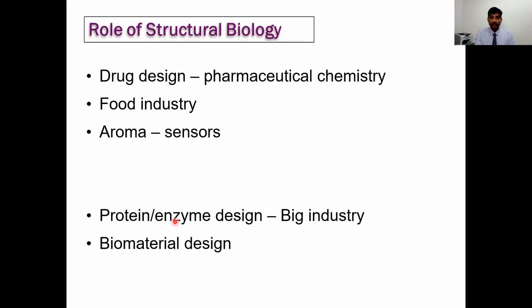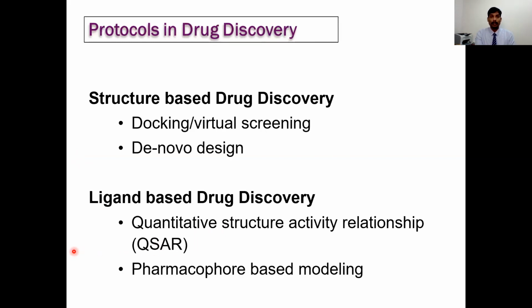Apart from that, there is protein enzyme designing and also biomaterial design. And the next one is drug discovery. There are two different ways we do that: structure-based and ligand-based. Structure-based drug discovery includes docking, virtual screening, or de novo design. And ligand-based includes QSAR and pharmacophore-based approaches. So we will try to understand what is meant by structure-based and ligand-based.